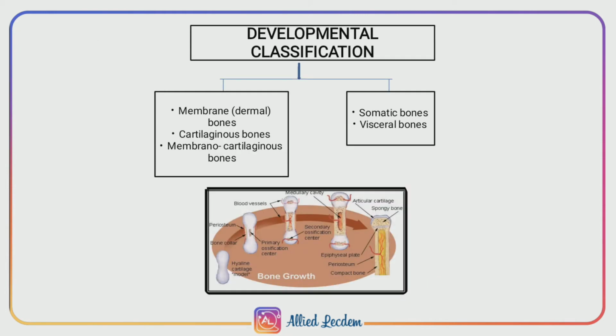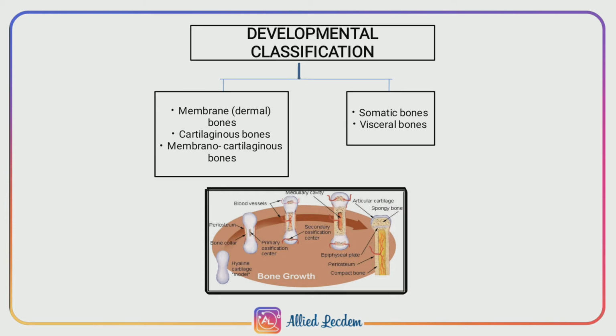Next is the developmental classification. The developmental classification is divided into two: membranous bone, that is dermal bone, cartilaginous bone, membranocartilaginous bone. Next type is the somatic bones and visceral bones.